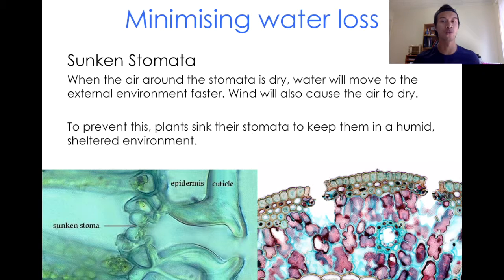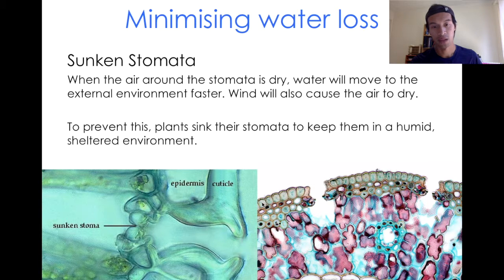And part of that is, if wind is being blown across the leaf, it will dry it out, and then more water will actually leave the stomata. To prevent this, some plants will sink their stomata into a little groove within the leaf so that it provides a humid, sheltered environment. So here's a diagram showing one such leaf.